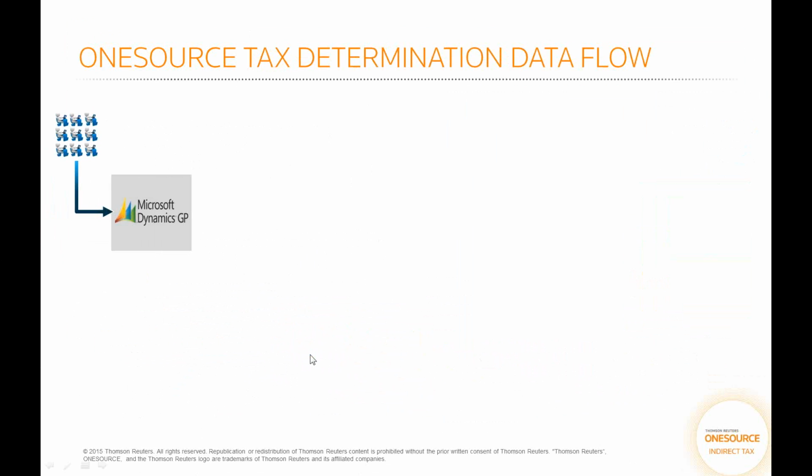To do that, let's have a quick overview of how data will flow once ONESOURCE has been deployed. On the left-hand side of the screen, we see business transactions taking place within Dynamics GP. And these transactions could be order to cash, procure to pay. There could be sales or purchases of goods or services, or even project related.